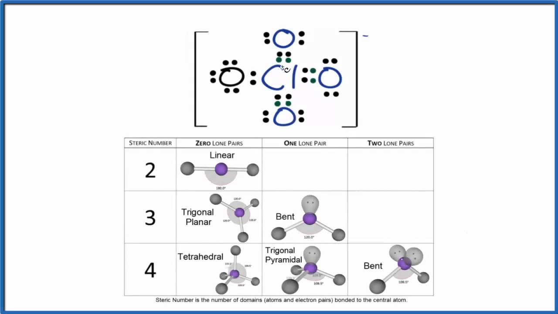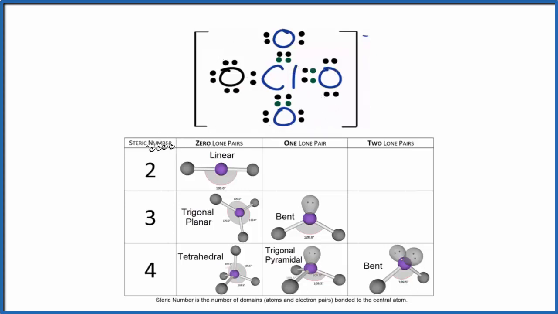In this video, we'll take a look at the molecular geometry and bond angles for ClO4-, the perchlorate ion. So we have our perchlorate ion here with the Lewis structure. If you need help drawing the Lewis structure, there's a link in the description of this video. So this is the correct Lewis structure for the perchlorate ion.